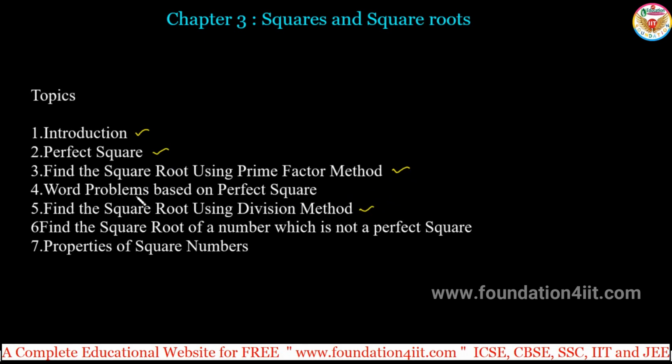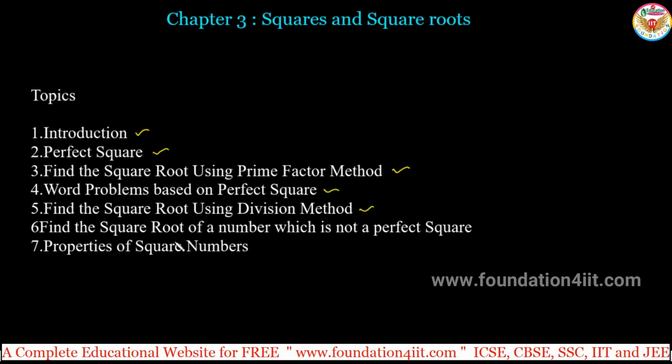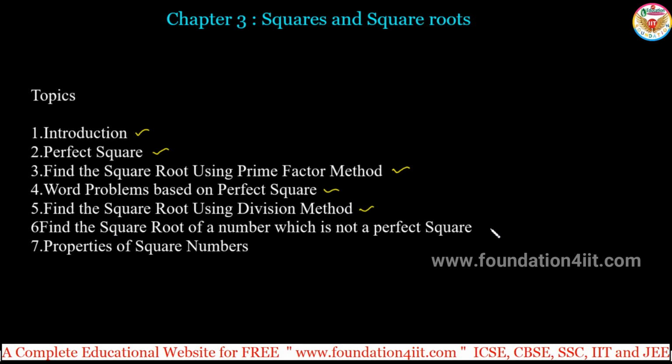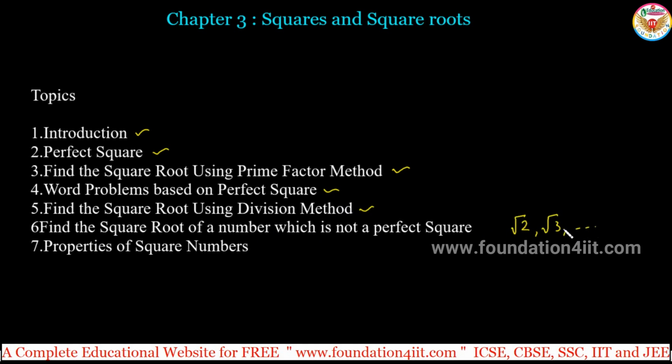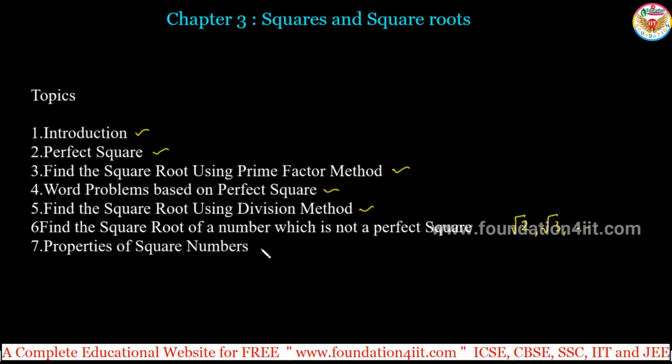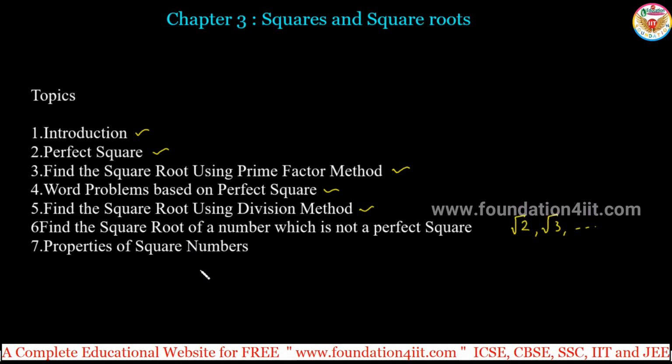I'll explain, and we'll see some word problems based on perfect squares, how the word problems will come. And one more important topic is finding the square root of a number which is not a perfect square. If any number is not a perfect square, like finding the square root of 2 and the square root of 3, which are not perfect squares. And properties of square numbers. Around 9 properties I explained in this. Without finding the square or the square root, we can say which numbers are squares. So let us see those properties also.